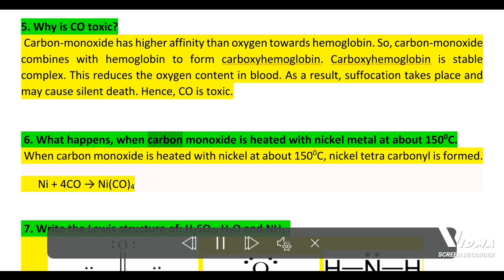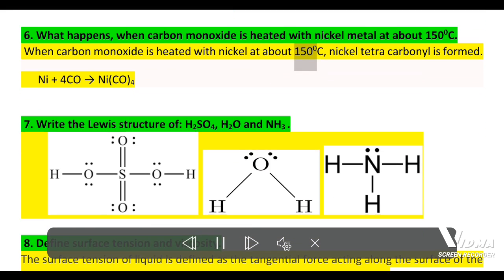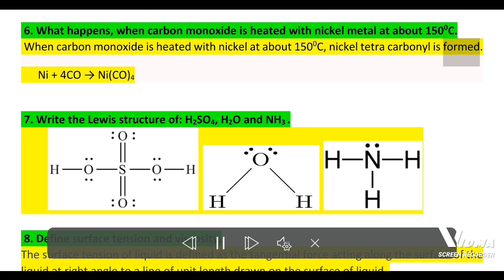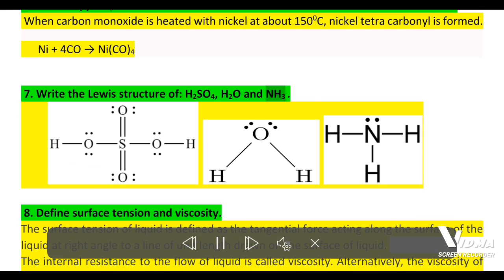6. What happens when carbon monoxide is heated with nickel metal at about 150 °C? When carbon monoxide is heated with nickel at about 150 °C, nickel tetracarbonyl is formed. Ni + 4CO → Ni(CO)4. 7. Write the Lewis structure of H2SO4, H2O and NH3.